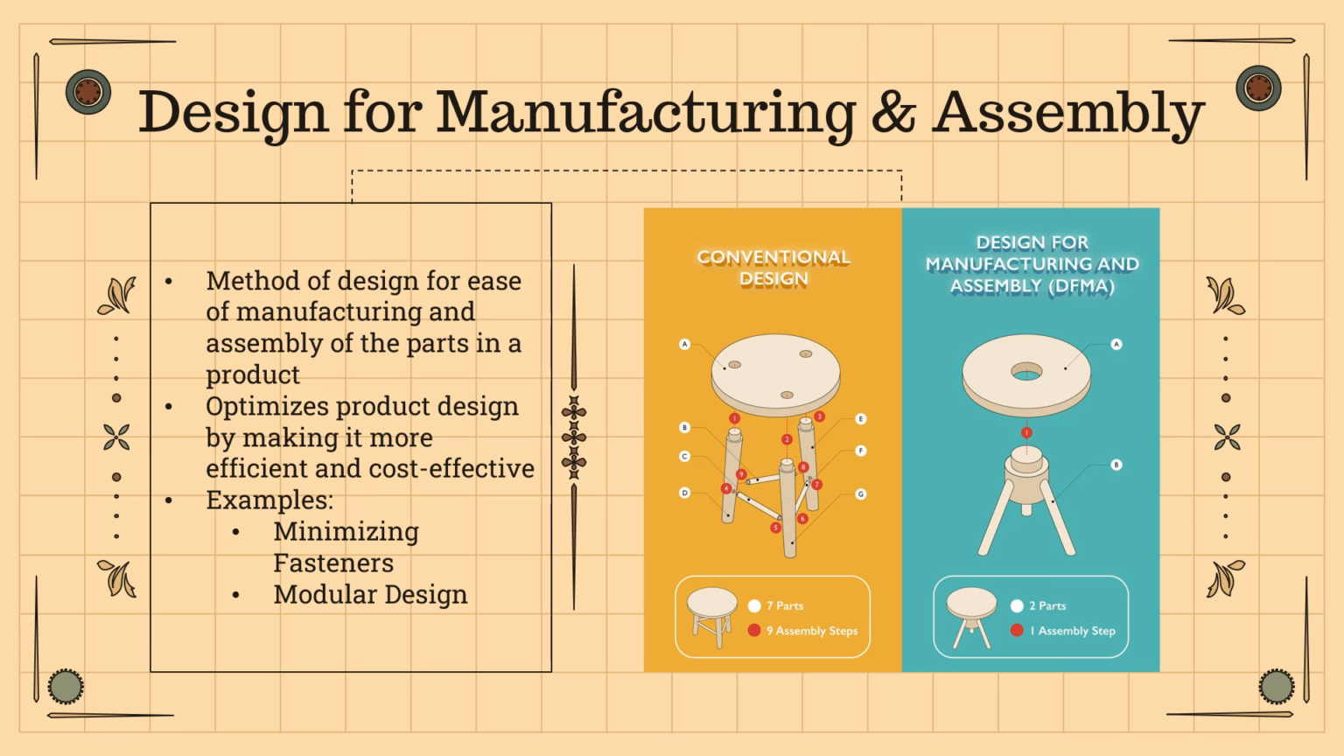As you can see in the image on the right, on the left-hand side in the conventional design, there are 7 parts and 9 assembly steps. This is not designed for manufacturing and assembly. It requires much more work and materials. And on the right side, you can see that there are only 2 parts and 1 assembly step. This is designing for manufacturing and assembly.